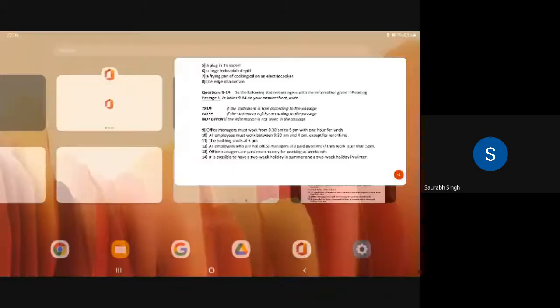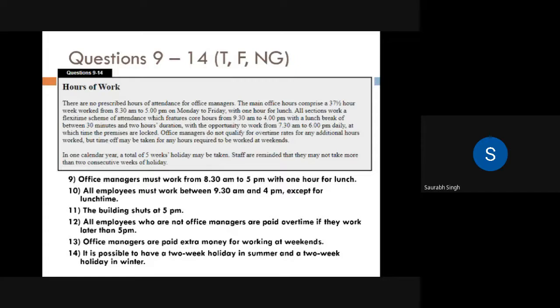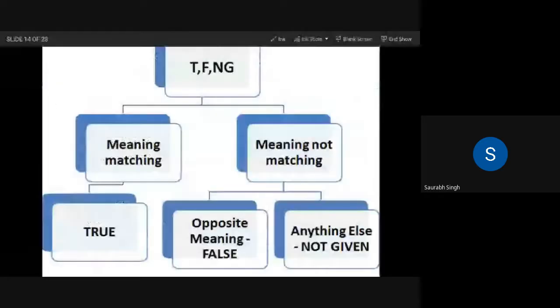Okay, I'll just give you a recap of true, false, and not given. Anybody who has not done true, false, not given? Or have all of you gone through true, false, not given in the previous class? All of you? Yes, ma'am. Already done, right? It would be a recap of true, false, and not given. You all know there are 2 conditions. Either the meaning would be matching or the meaning would not be matching.